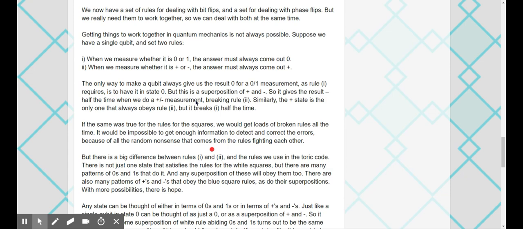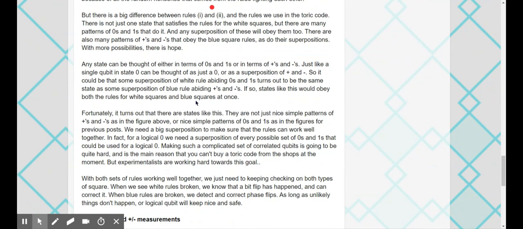Any state can be thought of either in terms of zeros and ones or in terms of pluses and minuses, just like a single qubit. It could be a superposition.